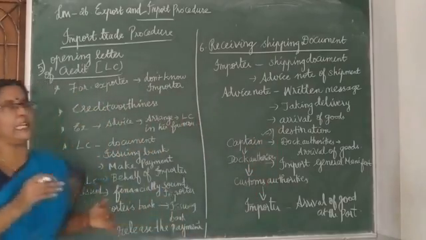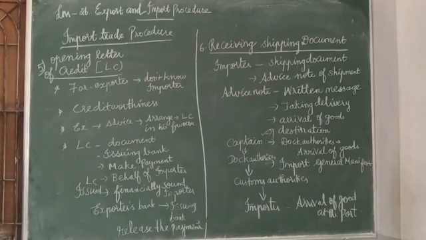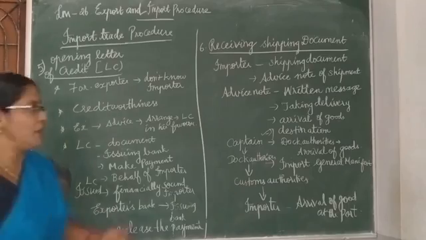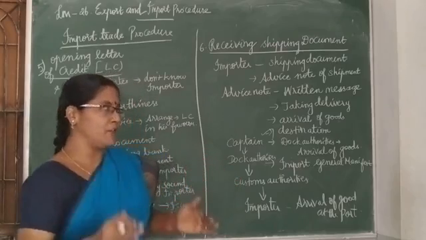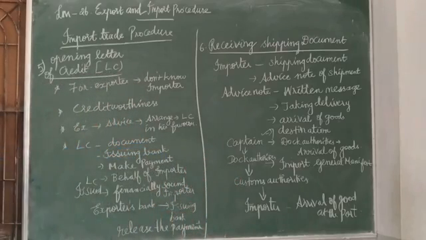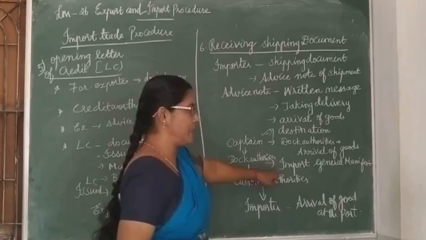So after reaching the destination, what is the procedure? The captain of the ship, what will he do? The ship captain will inform the dock authorities of the arrival of goods. He will inform the arrival of goods on a document called the Import General Manifest.